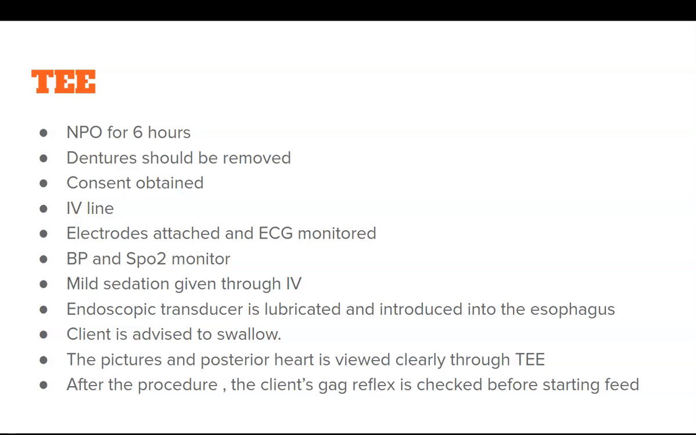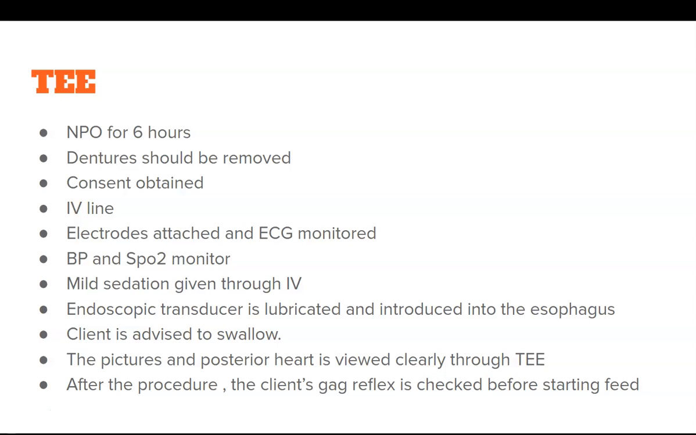The endoscopic transducer is lubricated with a gel and introduced into the esophagus. The client is advised to swallow. So the patient has to be conscious here. You cannot sedate him completely, because the patient has to swallow the probe. The pictures and the posterior heart are viewed clearly through the TEE. And after the procedure, the client's gag reflex is checked.